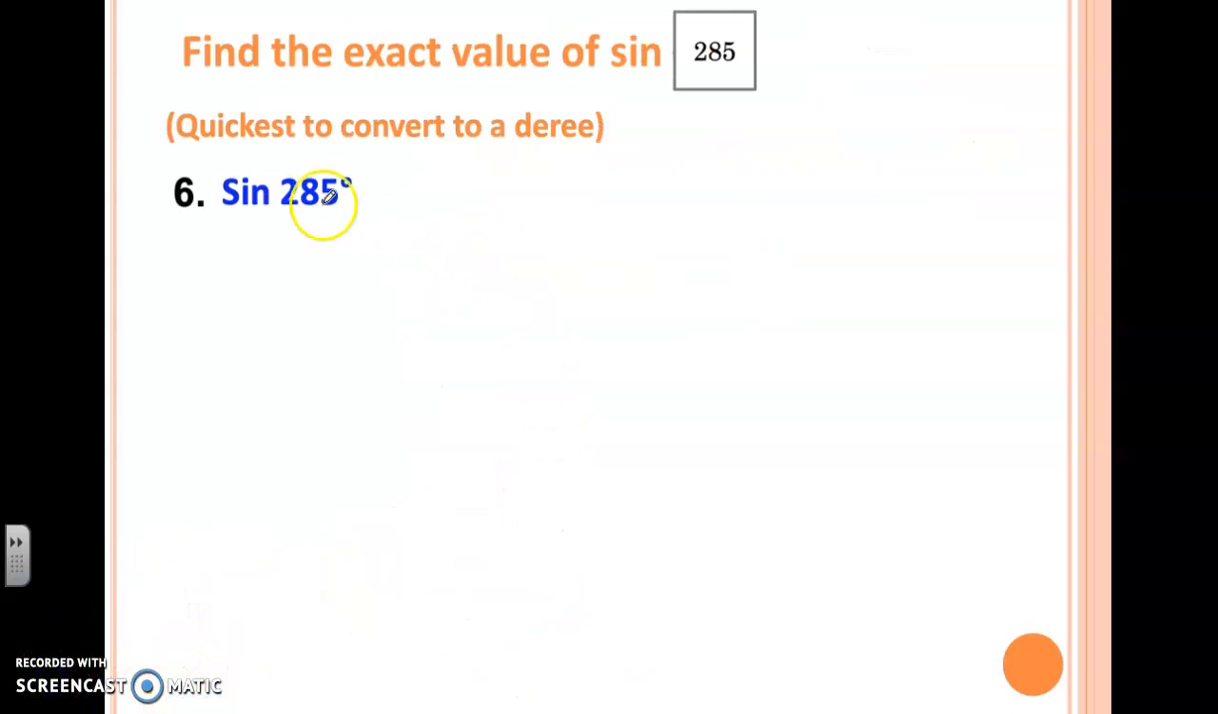Now we have sine of 285. Okay, 285. What can we do with 285?